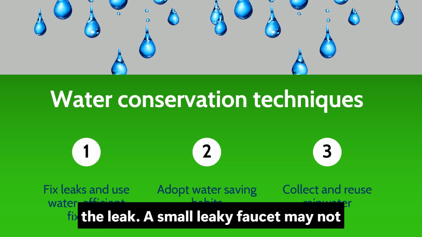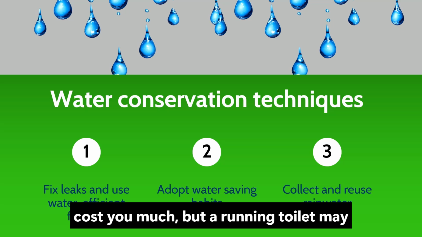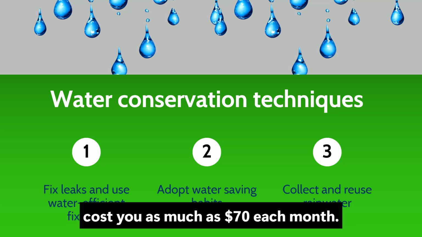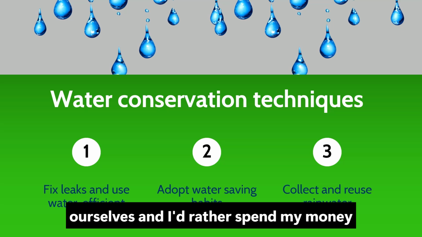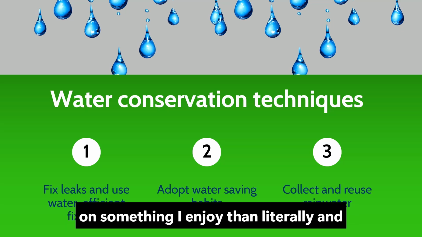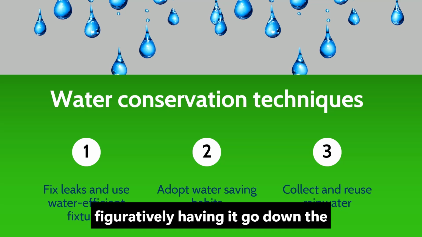A small leaky faucet may not cost you much, but a running toilet may cost you as much as $70 each month. We recently had to fix a leaky toilet ourselves, and I'd rather spend my money on something I enjoy than literally and figuratively having it go down the toilet.